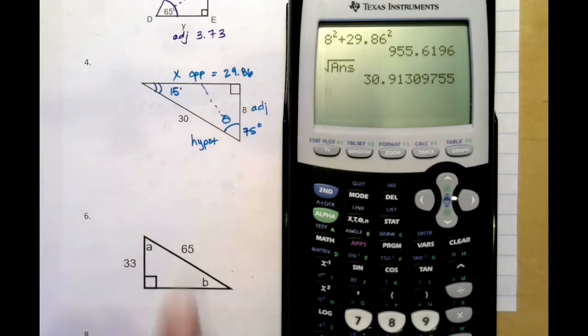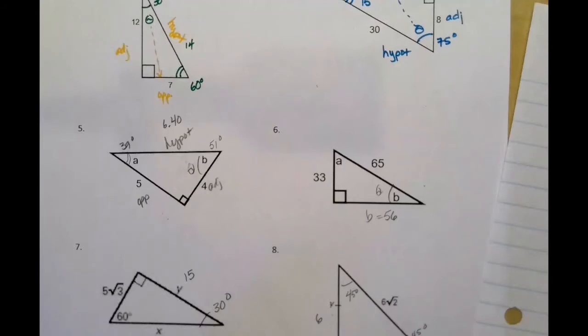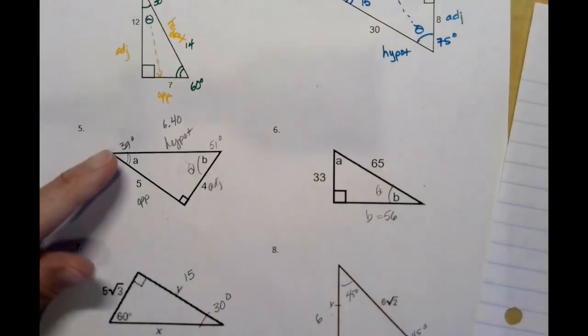Okay? All right, so I want you to try 5, 6, 7, and 8 and come back and check your answers with the video. We're going to pause, and I'm going to solve, and then come back, and you can check your work. So go ahead and pause. All right, so let's check out 5.